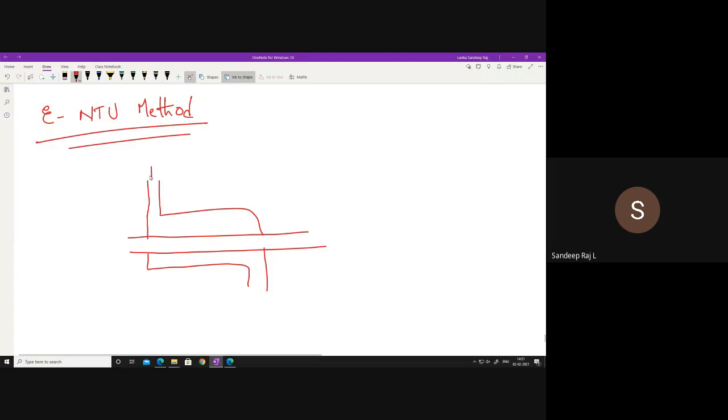If the hot fluid is entering here and leaving here, this is the T1, T2. This is the small t1, t2 representing the cold fluid. So you have these four temperatures. But in reality, while designing the heat exchanger, you will not have these values right in front of you. These values are the exit values, so those values will be unknown in reality.